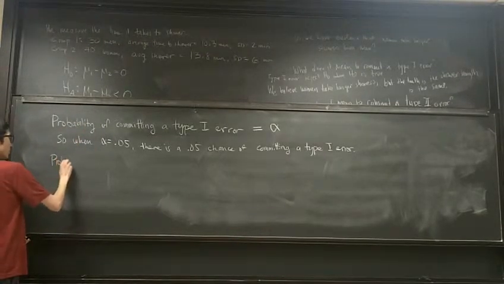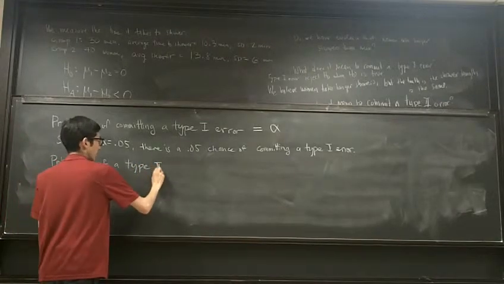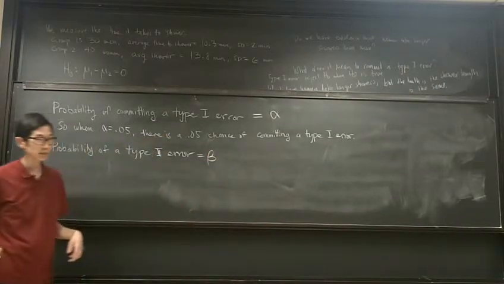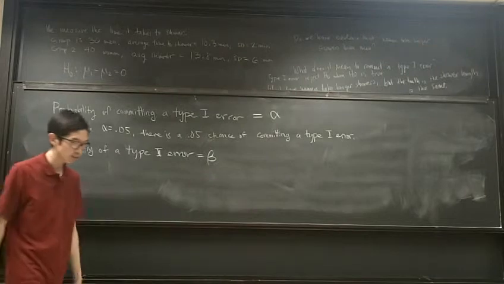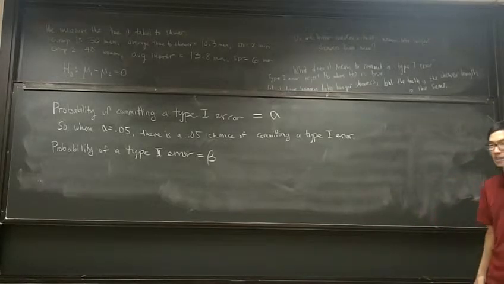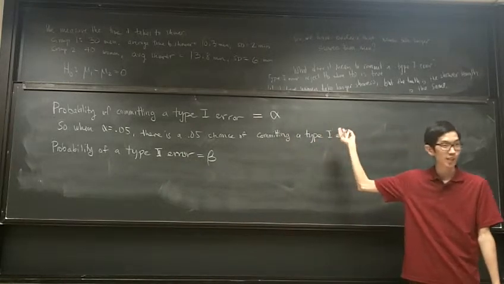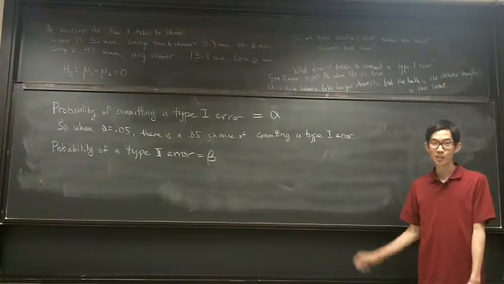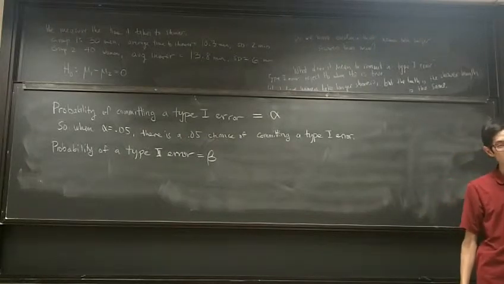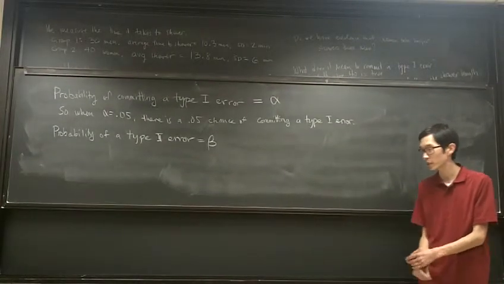that the probability of a type 2 error has a symbol, and that symbol is beta. Alpha is the first letter of the Greek alphabet, so alpha goes with type 1, and beta is the second letter, and that goes with type 2. Alpha looks like the letter A, and beta looks like the letter B. So type 1, letter number 1, A. Type 2, letter number 2, B. The probability of a type 2 error is beta.